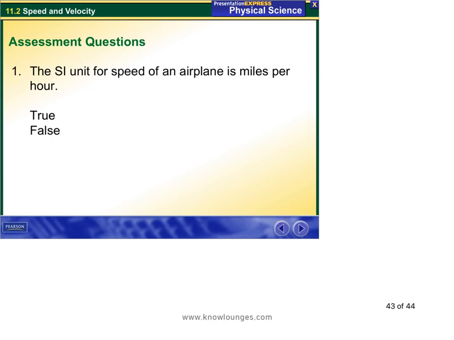And our last little question: the SI unit for the speed of an airplane is miles per hour. That would definitely be false, as miles is not SI. It would be kilometers per hour.